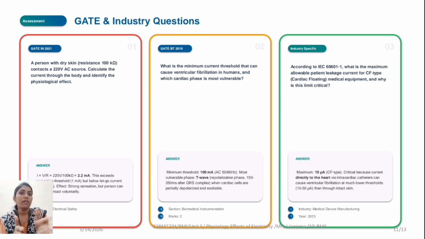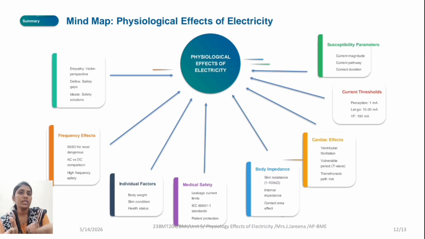Further, I have posted a few GATE industry questions. Finally, I have given the mind map of this topic, from the first slide to the end, showing what I have covered so far. What are the physiological effects of electric current? What are the different current levels and frequency levels? What are the susceptibility parameters? What are the safety standards we have to consider? How does body impedance limit the current, how does it differ from patient to patient, what are the cardiac effects of the physiological effects, and so on.